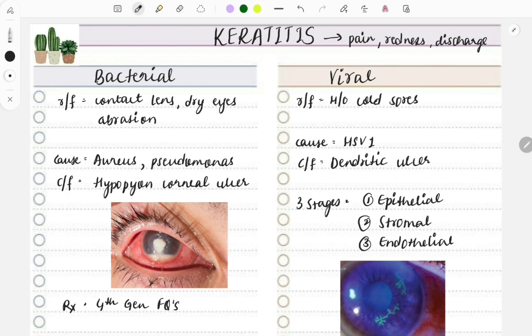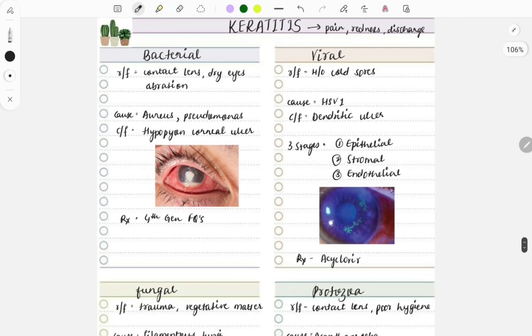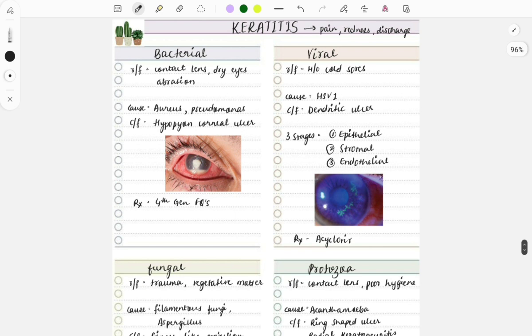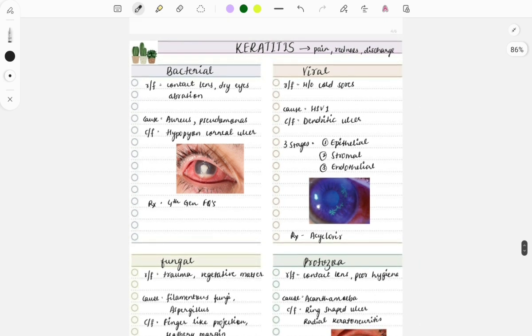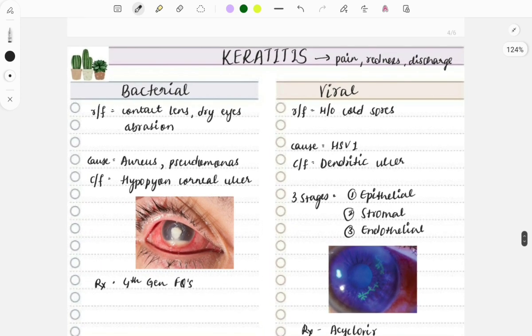This is a short, quick revision video of a very important topic from ophthalmology, that is keratitis. So we will be discussing what we mean by keratitis and its types, and also the type of questions asked in the FMGE. Okay, so keratitis is the inflammation of the cornea.